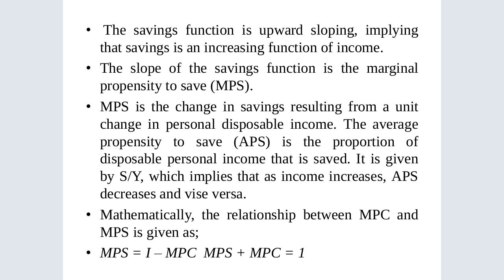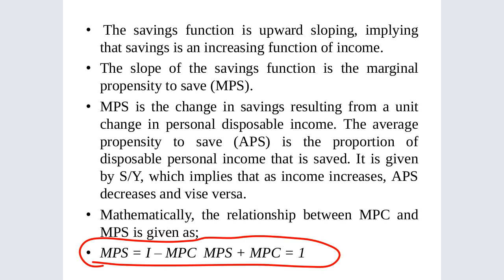So there is an important relationship that you need to note between the MPC and MPS, that is, the marginal propensity to consume and the marginal propensity to save. The marginal propensity to save and the marginal propensity to consume add up to one. Or in simple terms, the marginal propensity to save is 1 minus the marginal propensity to consume. This is an important relationship that you need to understand.